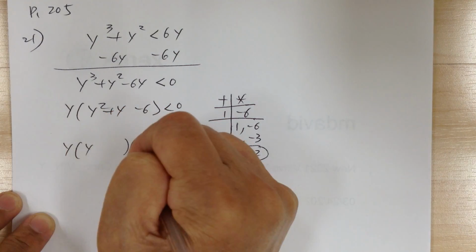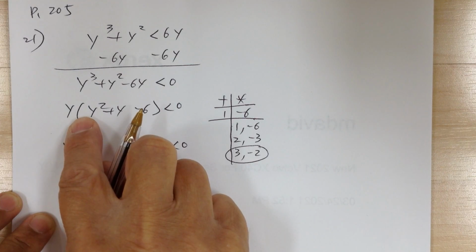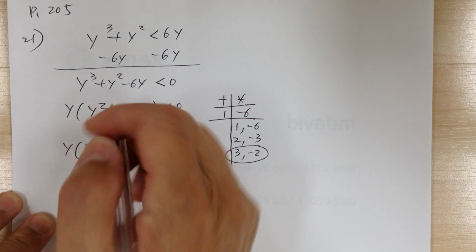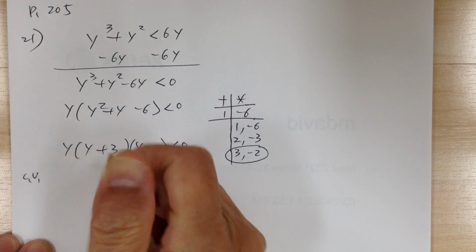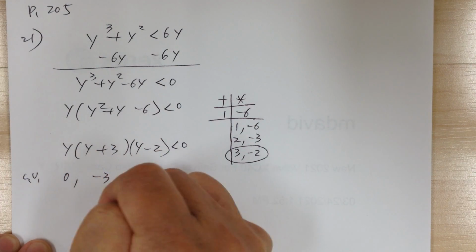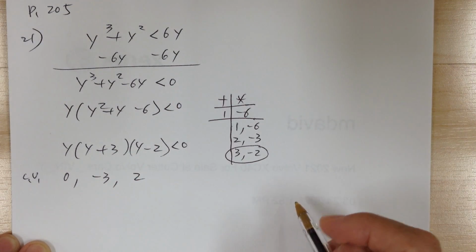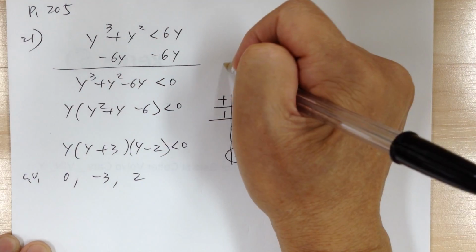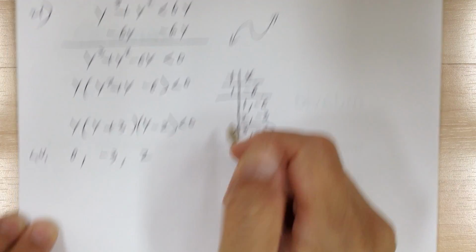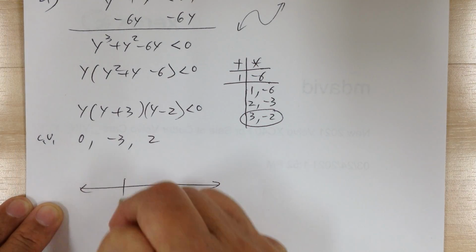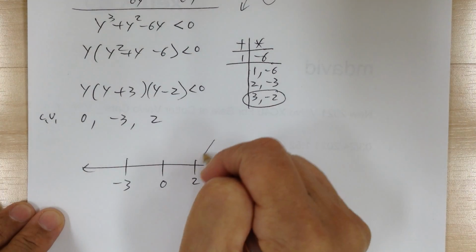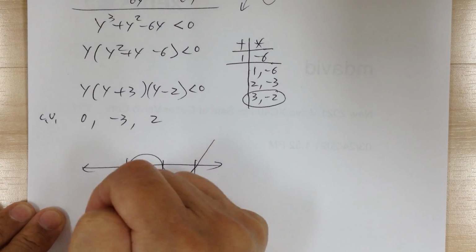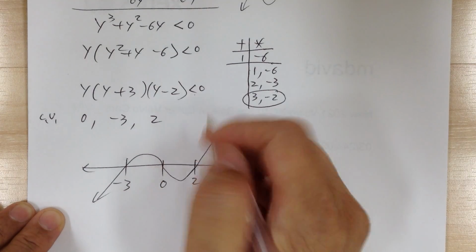So you're going to get y times, and since the coefficient is 1, you can just put these in here, so it'd be plus 3 minus 2. So your critical values would be 0, negative 3, positive 2. Again, this is a cube function, so the graph's going to look something like this, right? Go and get your 3 values, arrange them in order, and the graph is going to have this kind of shape. And again, this is going to be an open circle.